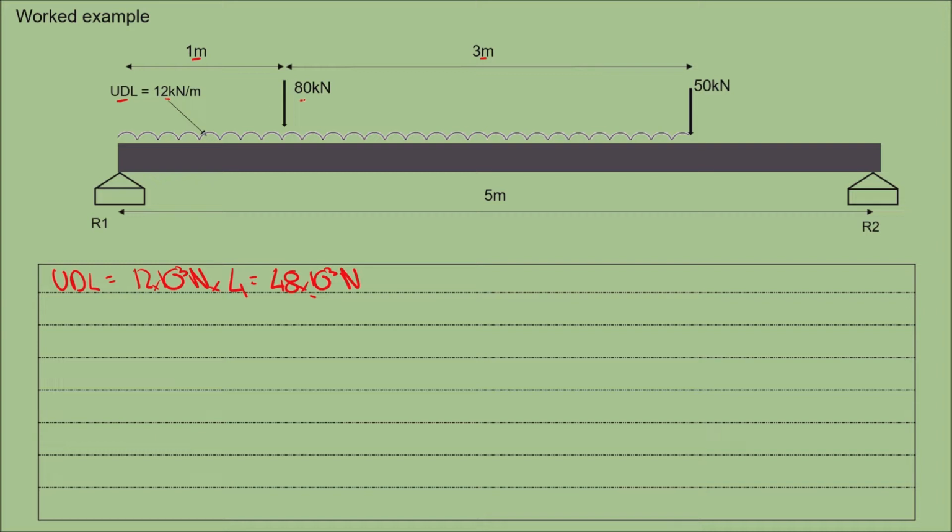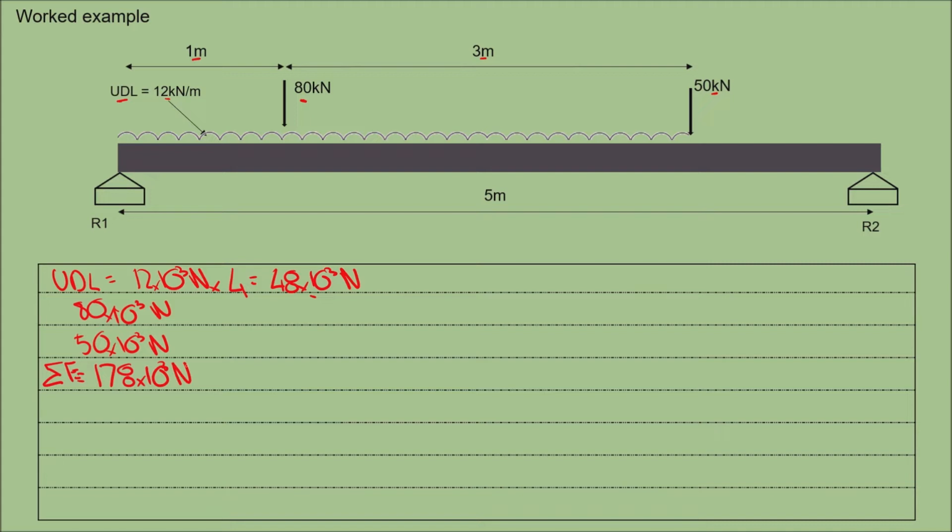Now we've also got this 80 kilonewtons, which is a point load. So we've got 80 times 10 to the 3, and then we've got this one here, which is also a point load, and that is 50 times 10 to the 3. So the total force acting on this system here is 48 plus 80 plus 50, which will give us a total of, let's put that F in there, 178 times 10 to the 3 newtons.